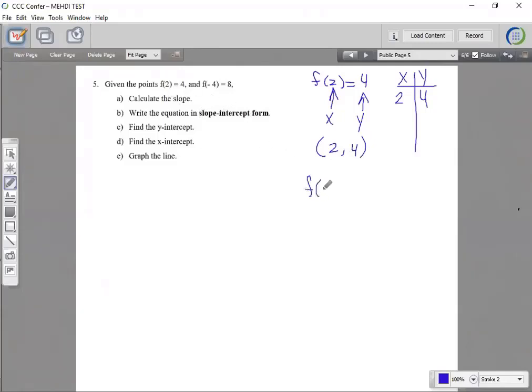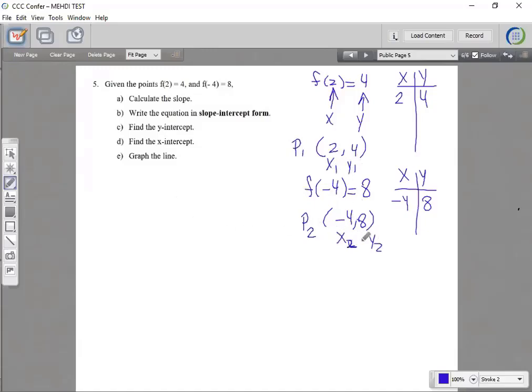Similarly, f of minus 4 is equal to 8 means if x is equal to minus 4, y is equal to 8. So they're giving you another point, negative 4 and 8. These are the 2 points on the line. Given 2 points, you want to calculate the slope. Okay, so first thing I have to do is label this. This is point 1, this is point 2. So this would be x1, y1, x2, y2.